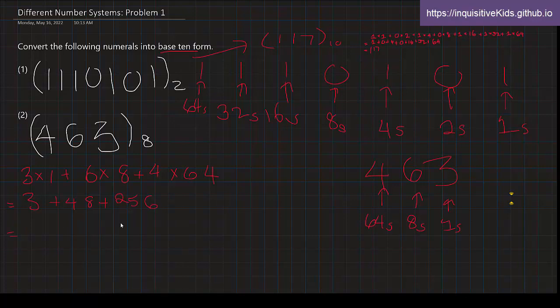Now we add. So 256 plus 48 is 304. 304, I believe. 304 plus 3 is 307. So our final answer for this one is 307. But this is written in base 10. So of course, we also have a bottom right 10.